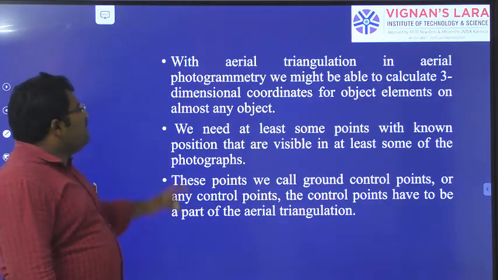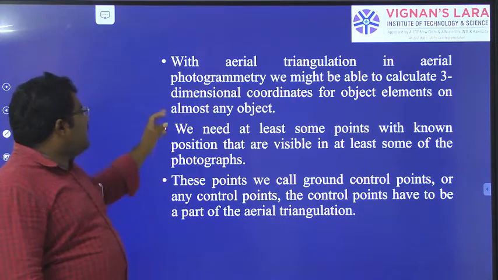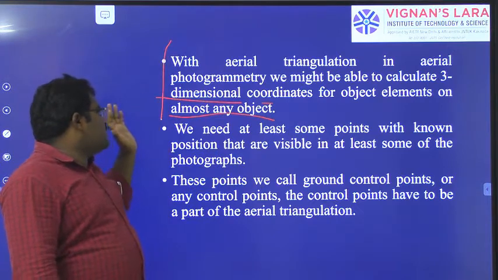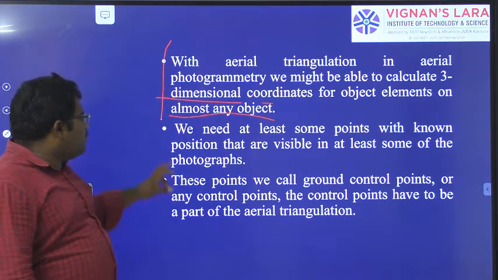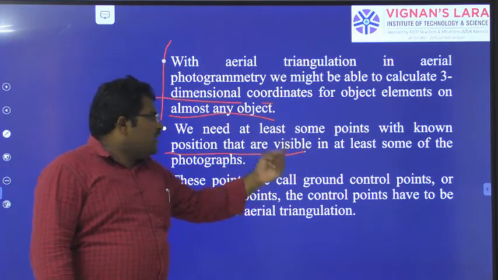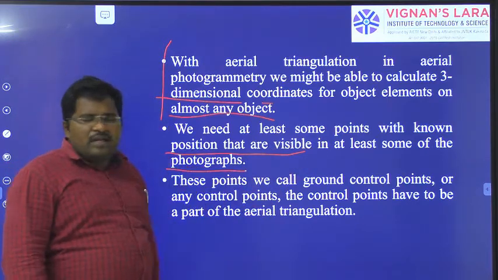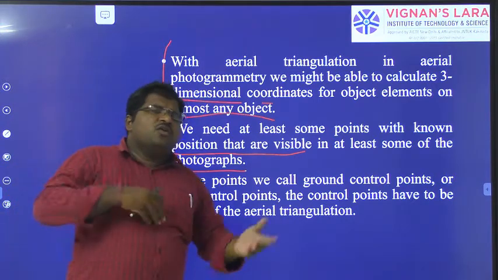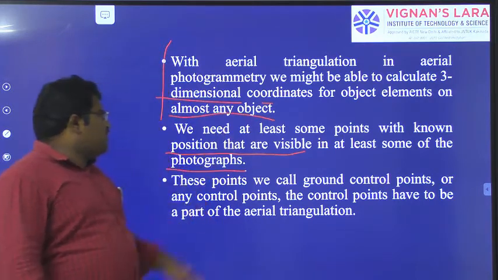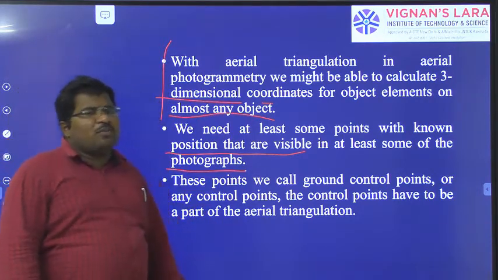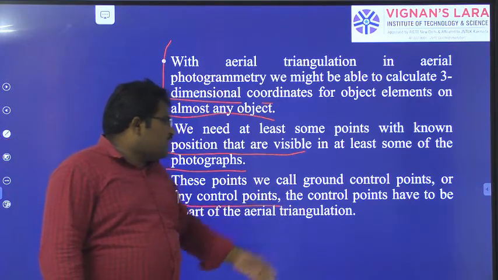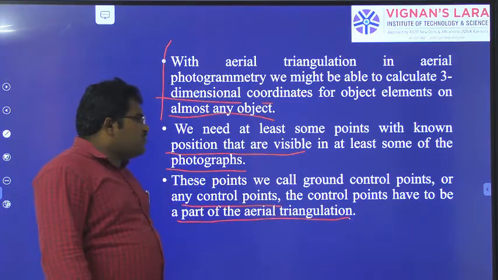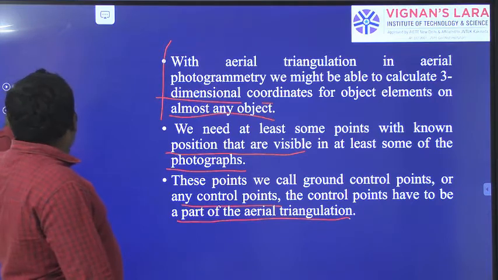With aerial triangulation in aerial photogrammetry, we might be able to calculate three-dimensional coordinates of the object. Almost any object, we are going to calculate the three-dimensional position, right? So we need at least some points with known position that are visible in at least some of the photographs, right? So that's what we know. To locate something, the same points will be seen in two or three photos, then only can you develop these things, right? These points we call ground control points, or control points, which have to be a part of aerial triangulation. With the help of ground control points, we are going to develop the three-dimensional coordinates, right?